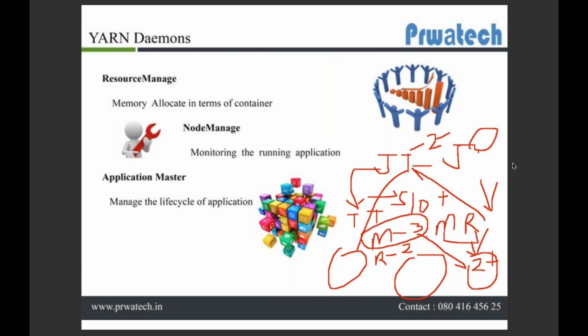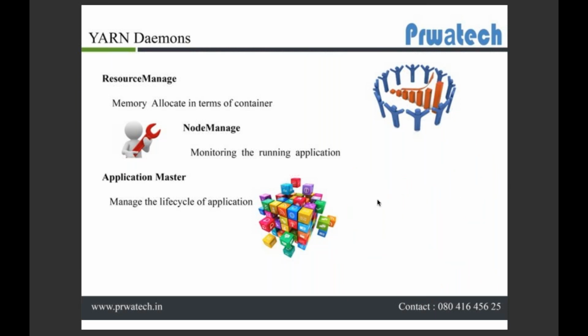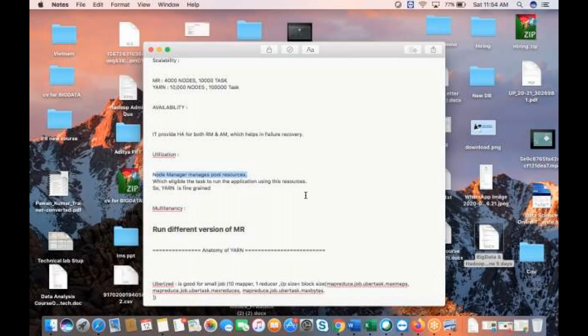Okay, so YARN says, hey, why are you waiting, why are you wasting the resource on the job? We are a distributed application, known for high, fast scalability. So what does YARN say about utilization? I'm giving you the node manager, which manages all the pool resources.